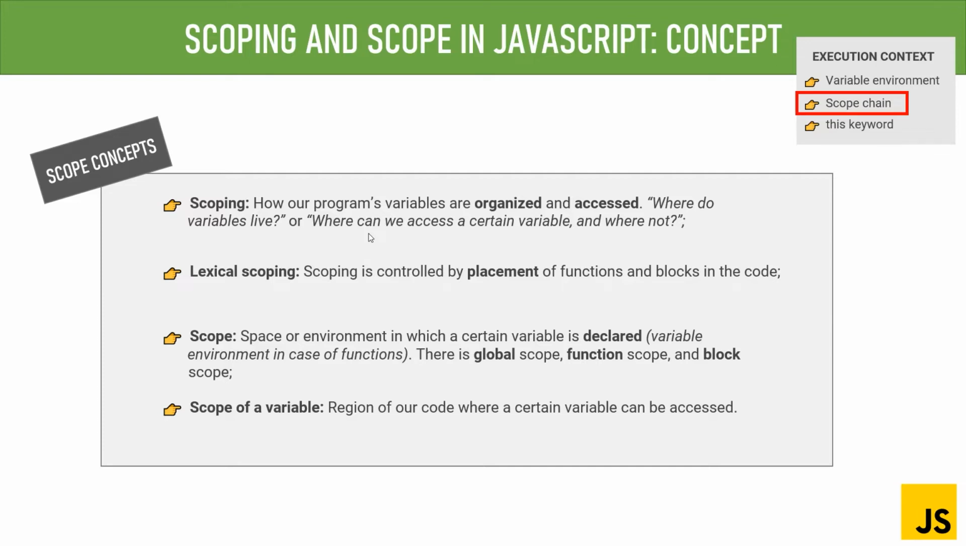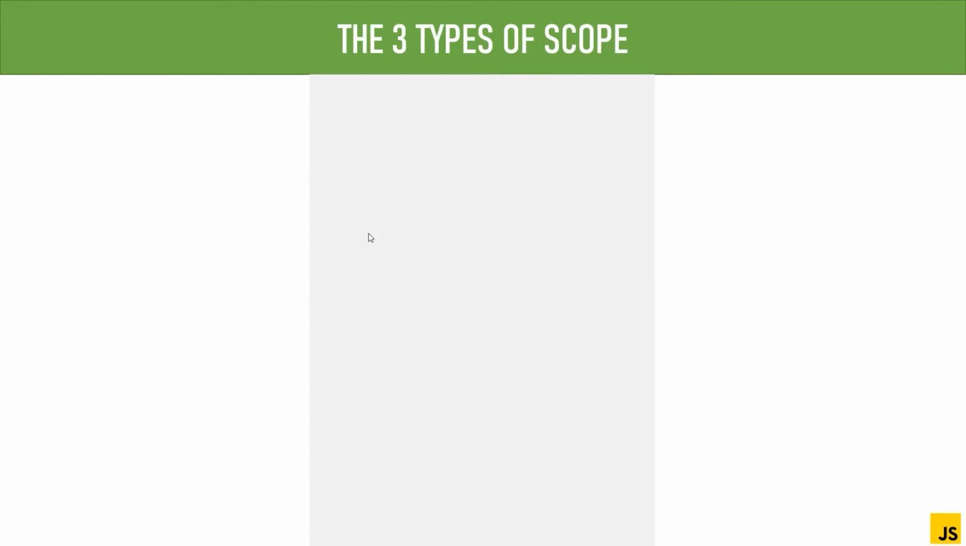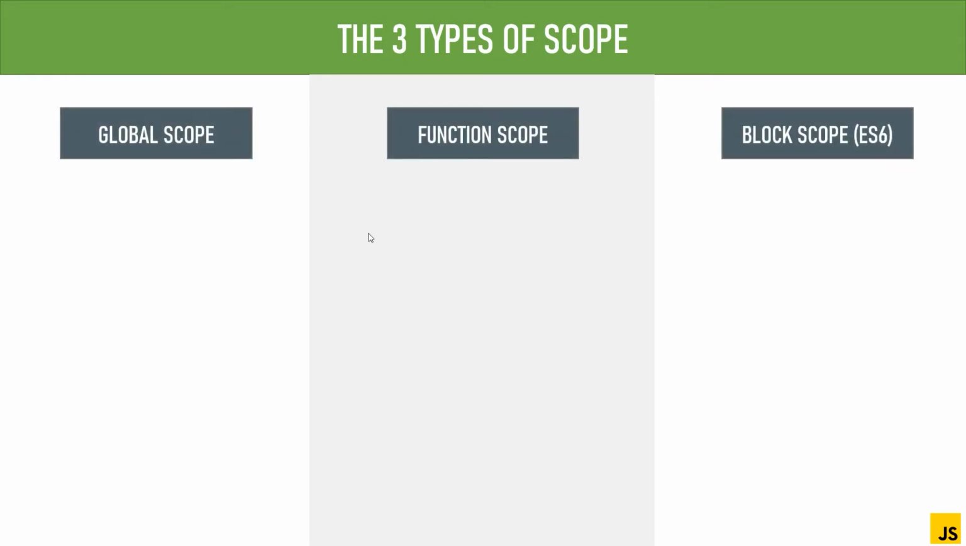Anyway, let's now talk about the three different types of scope in JavaScript. So that's global scope, function scope, and block scope. And remember, scope is the place in our code where variables are declared. And when I say variable, the exact same thing is true for functions as well, because in the end, functions are just values that are stored in variables.